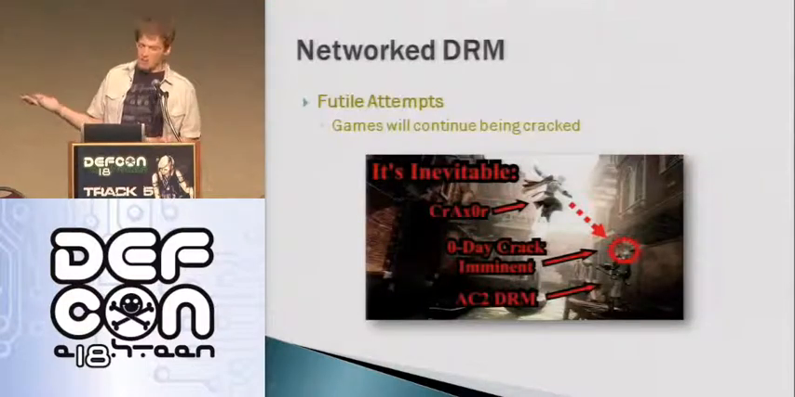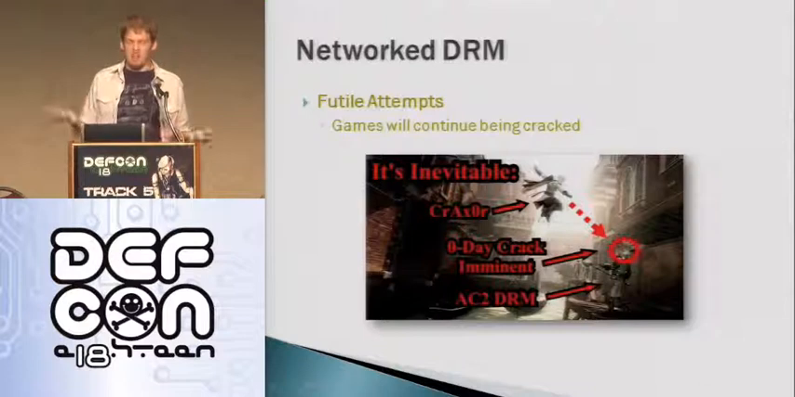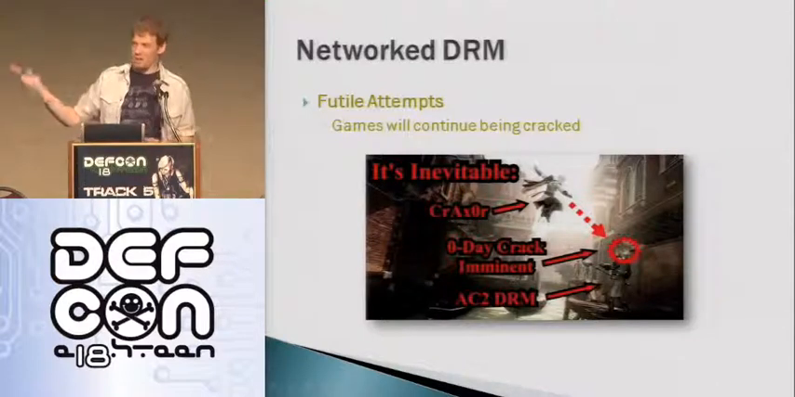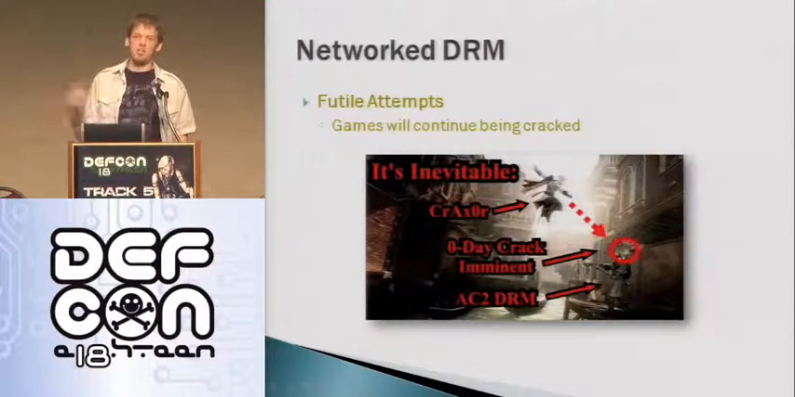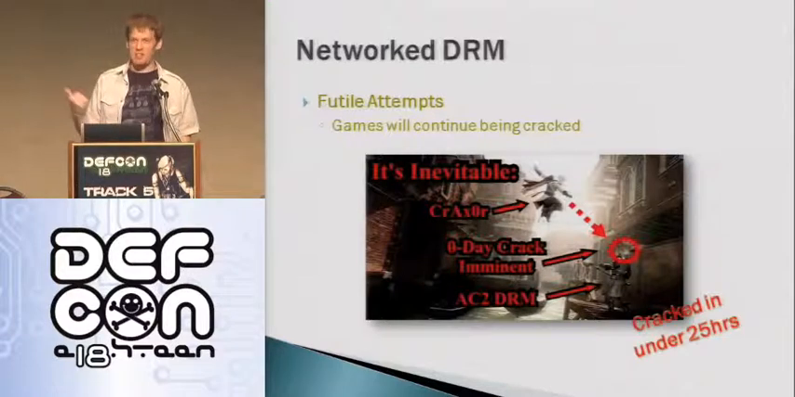Now, I'm pointing out the obvious thing here. The network DRM is just a futile attempt, and the internet summarized it very well with this picture that I don't even have to further explain. The only measurement or metric I want to give you here is that Assassin's Creed 2, which had the uncrackable DRM, end quote, was cracked in 25 hours. So this is not a major hurdle for anybody.